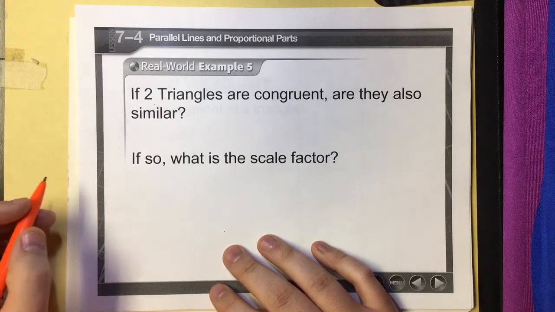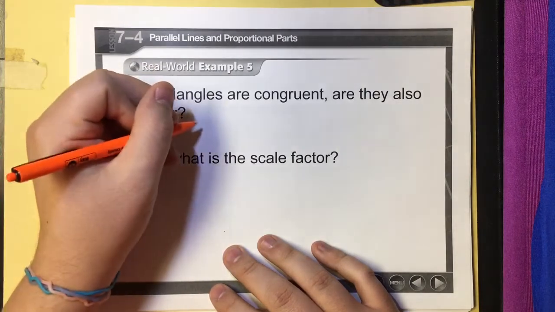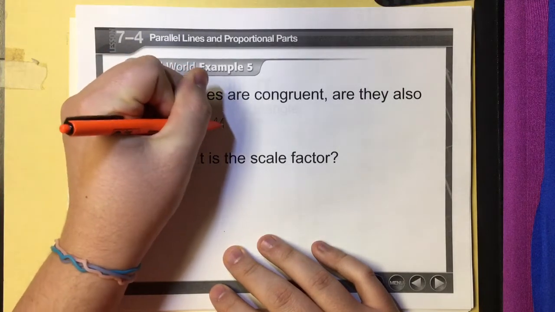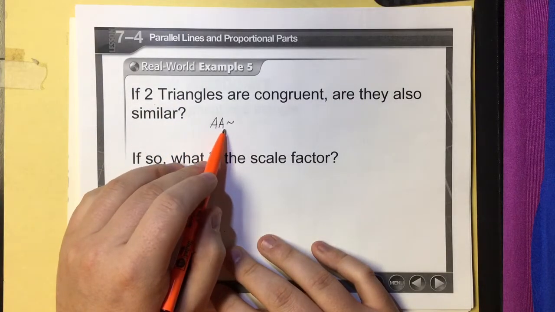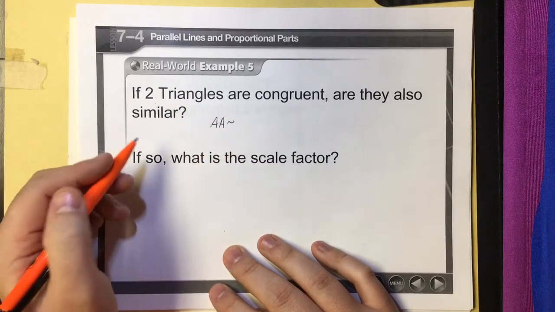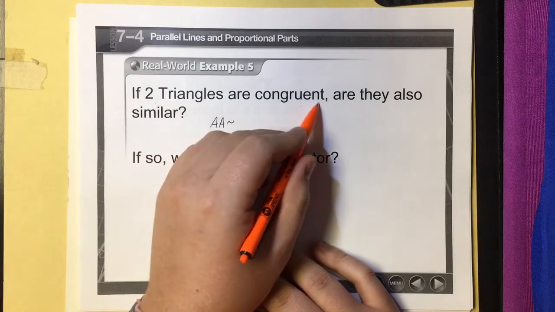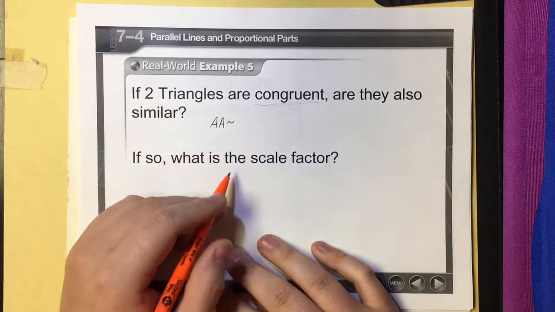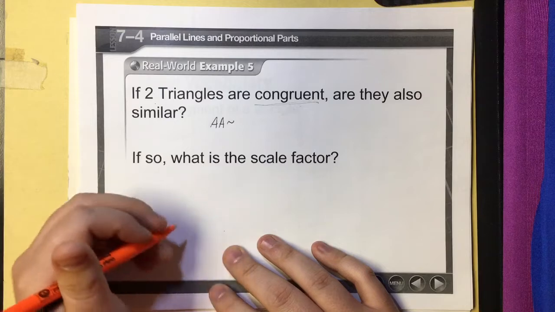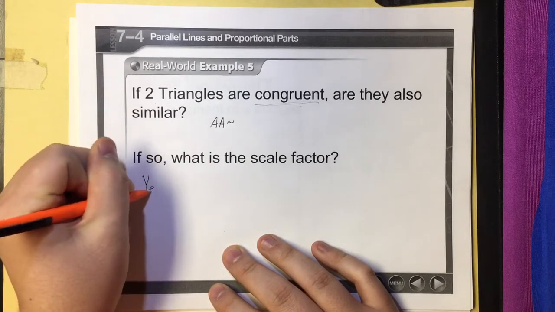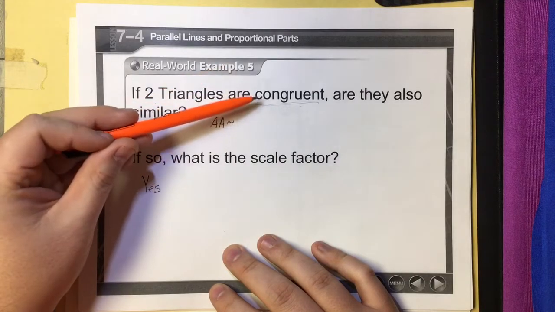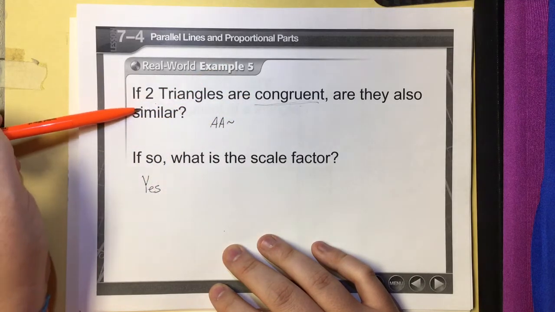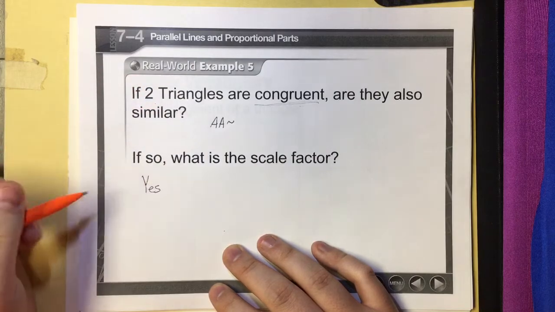For similarity, we had angle-angle similarity, saying if two angles in one triangle are congruent to two angles in another triangle, then they have to be similar. If we have congruent triangles, will they have two pairs of congruent angles? And the answer is yes. So if triangles are congruent, they do have to be similar. But what is the scale factor going to be?